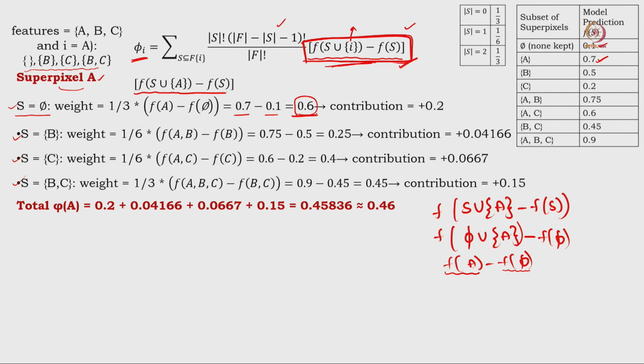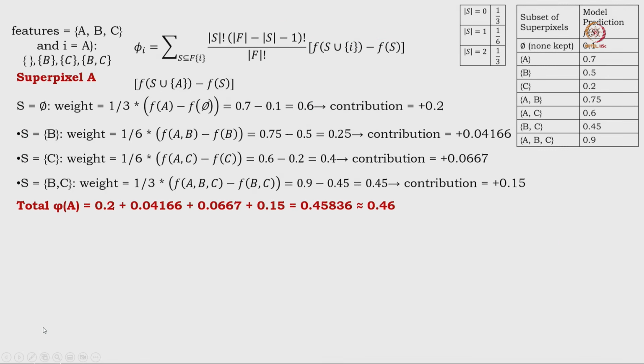I hope it is clear how we are calculating this. For understanding, I am showing you once again. Here we are trying to understand when A is being added, how much A increases the prediction. What is the importance of A? When I add a superpixel A, how much is it going to increase the model's prediction? This is what we are trying to understand.